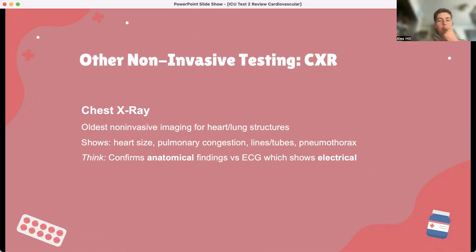Chest X-ray. Pretty straightforward. This isn't going to tell you anything about the volume or ejection fraction or anything like that. This is purely size. This is purely structures of the chest.